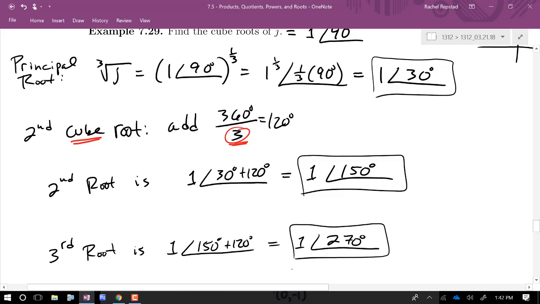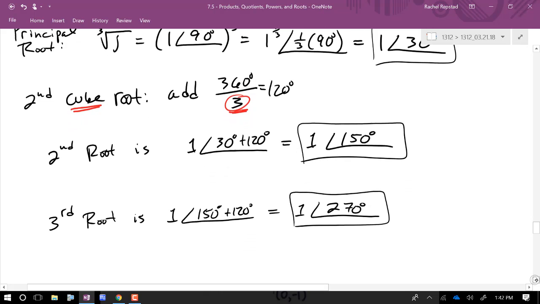And by the way, if I was having so much fun and lost track of where I was, and I said, okay, now let's find the 4th cube root, I'd add 120 again, but that would bring me back to the original first cube root. So it wouldn't produce any new numbers. If we were asked to get these roots in rectangular form, we know how to get from polar to rectangular form. It's not too hard. But here are the numbers in the polar form.